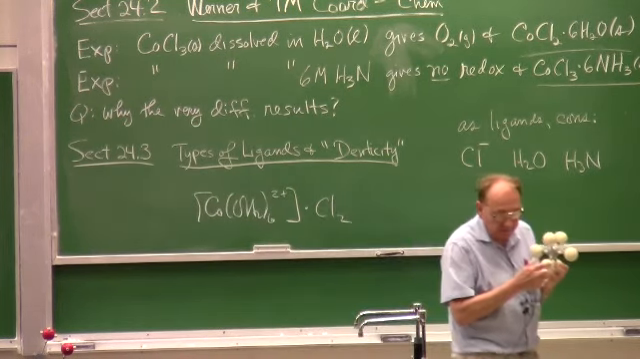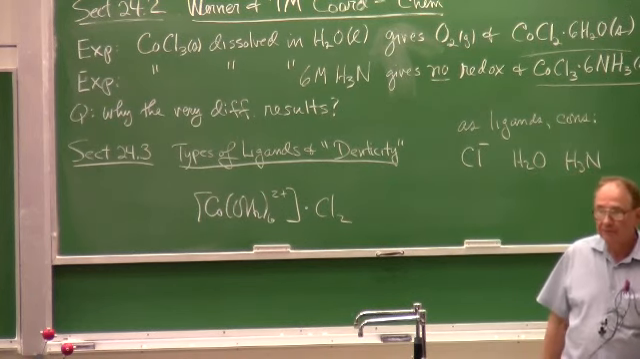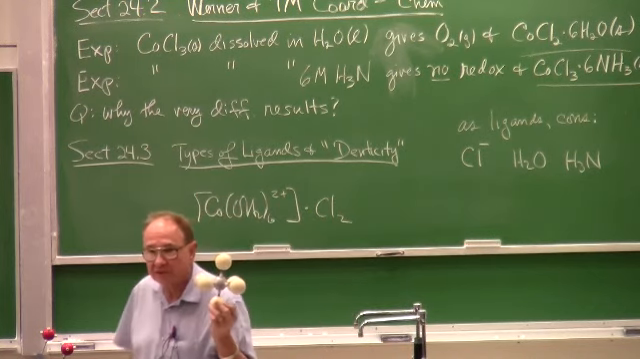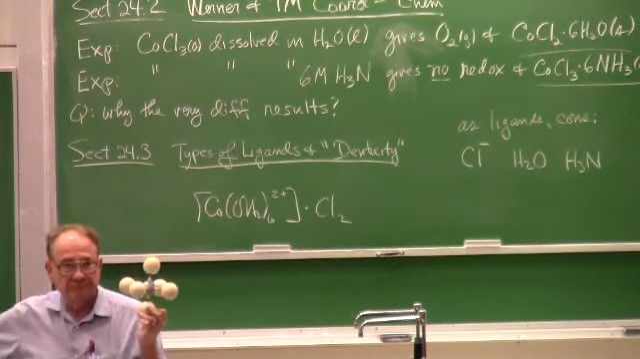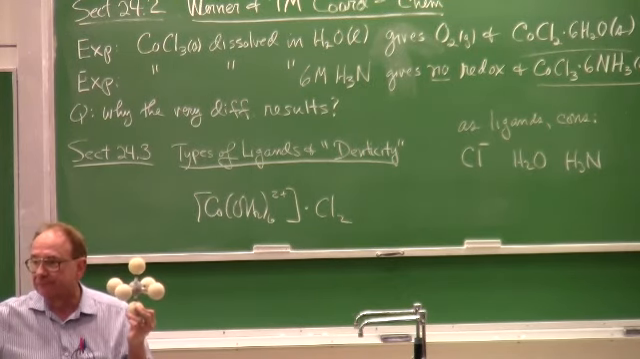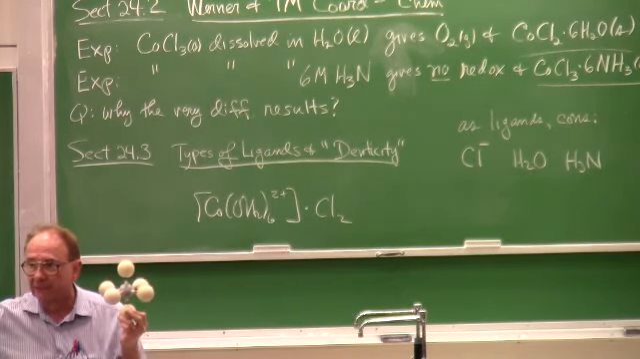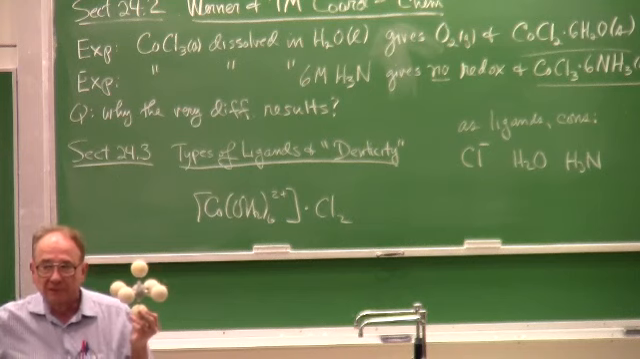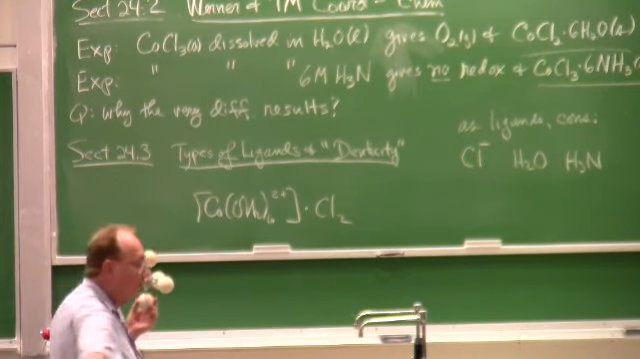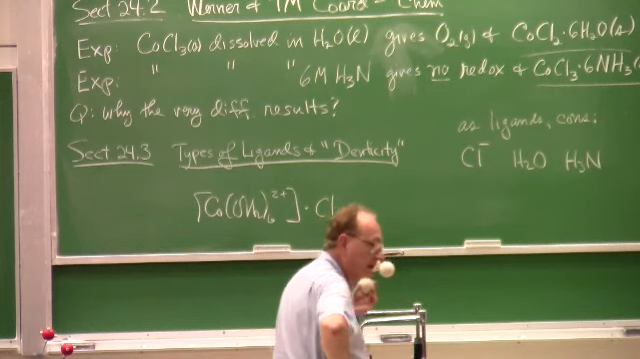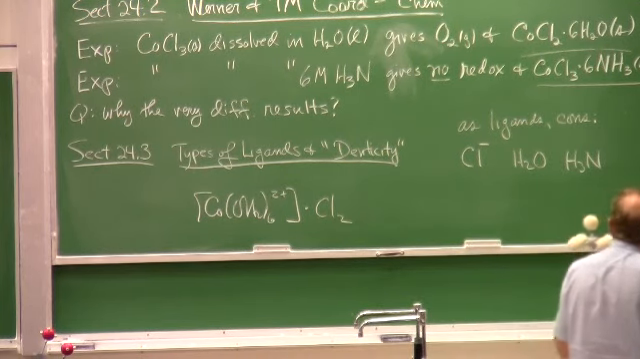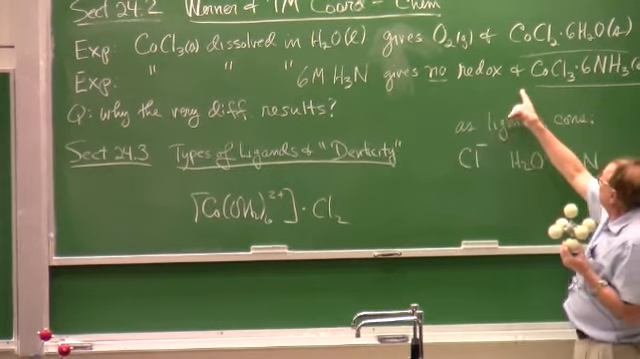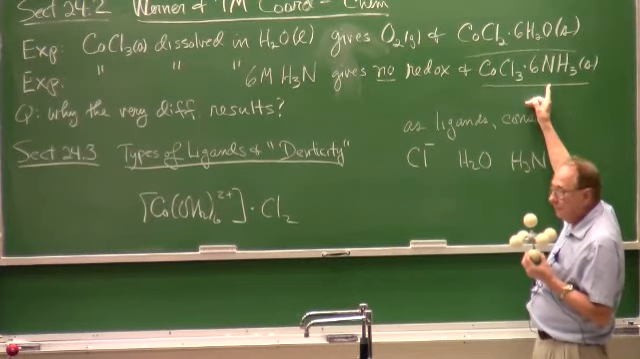Now let's go to the second experiment. The only difference relative to the first experiment is that in the second experiment, ammonia molecules are also present. Tell me, which materials seem to form stronger bonds with cobalt? Water molecules or ammonia molecules? When we evaporate the solution from the second experiment, are we getting anything with water in it? No.